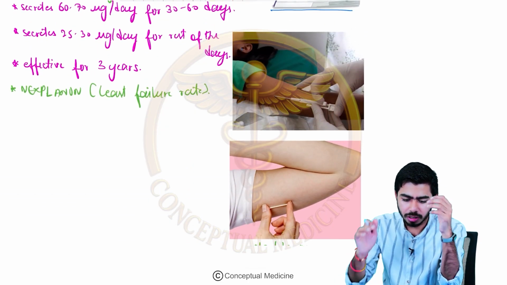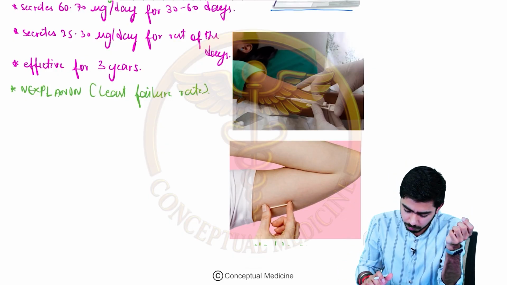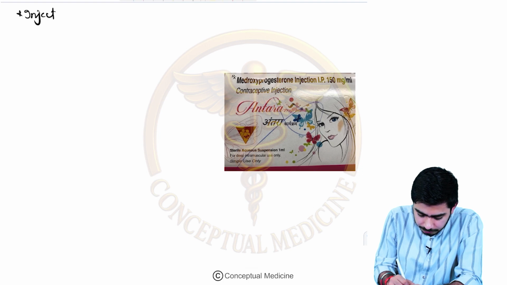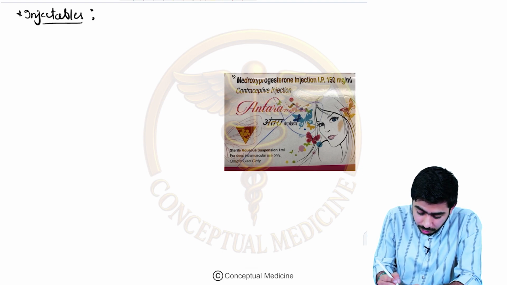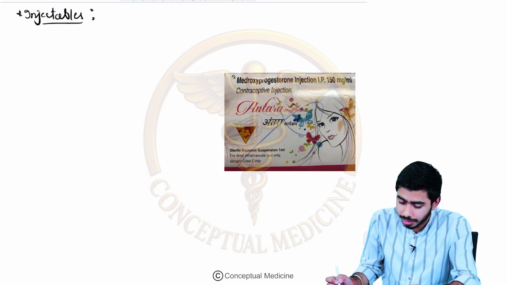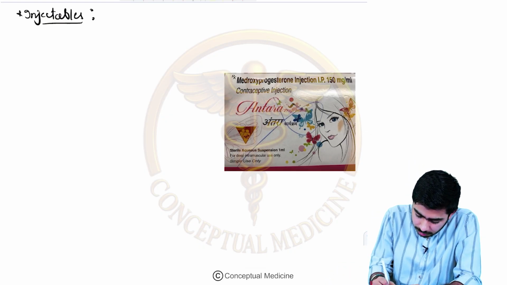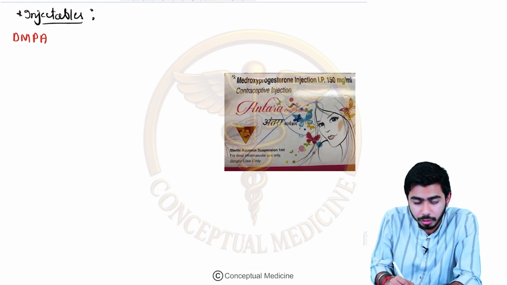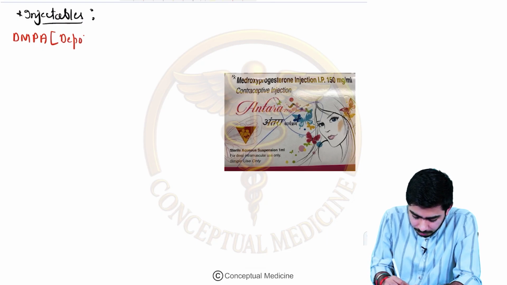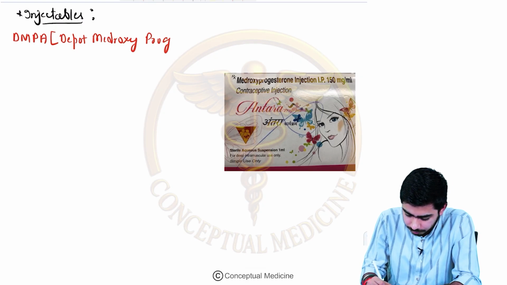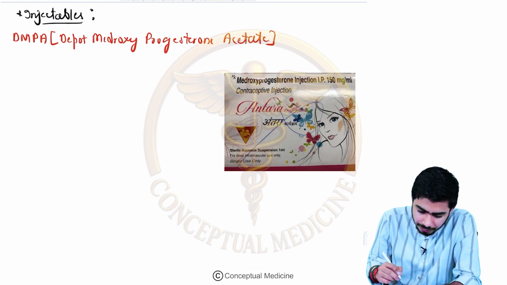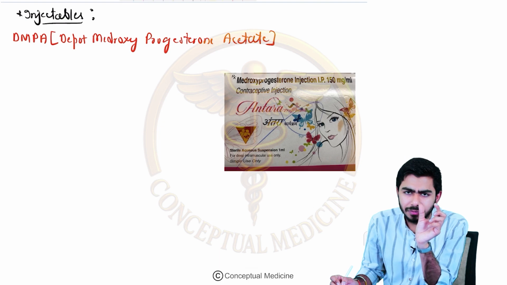Once we are clear with these subdermal implants, we shall now move on to the injectables. In the injectables, very popularly, you might have heard about Antara. Basically this is the injection, coming as DMPA, the depot medroxyprogesterone acetate. And it comes in the 150 mg form.